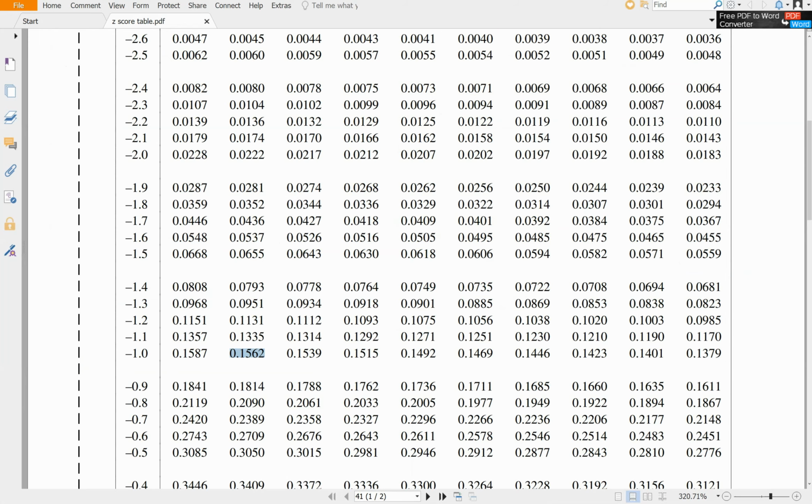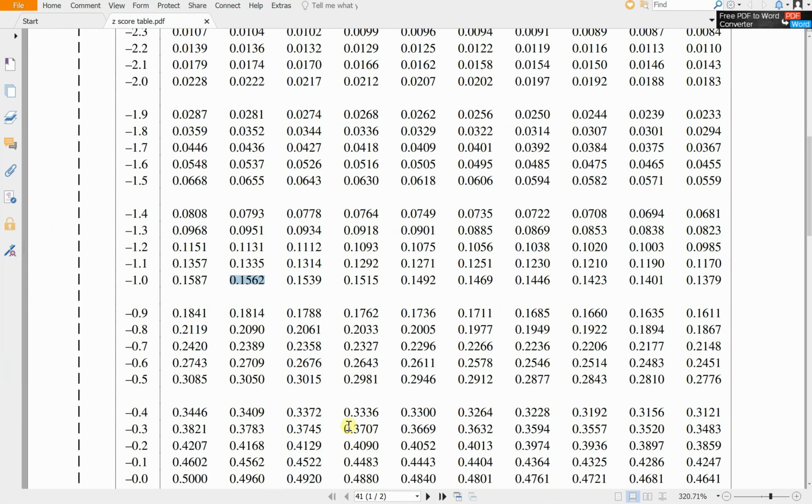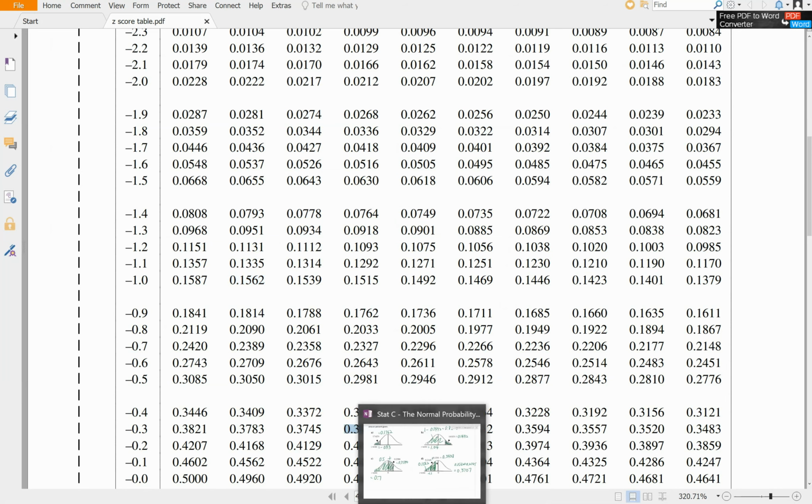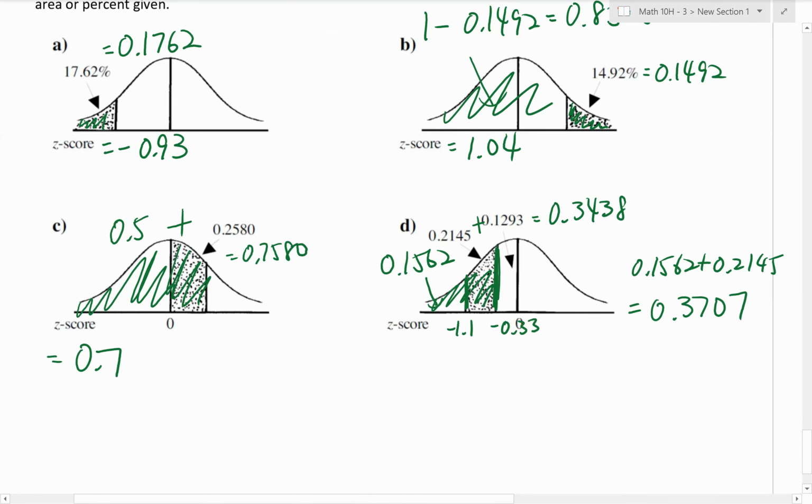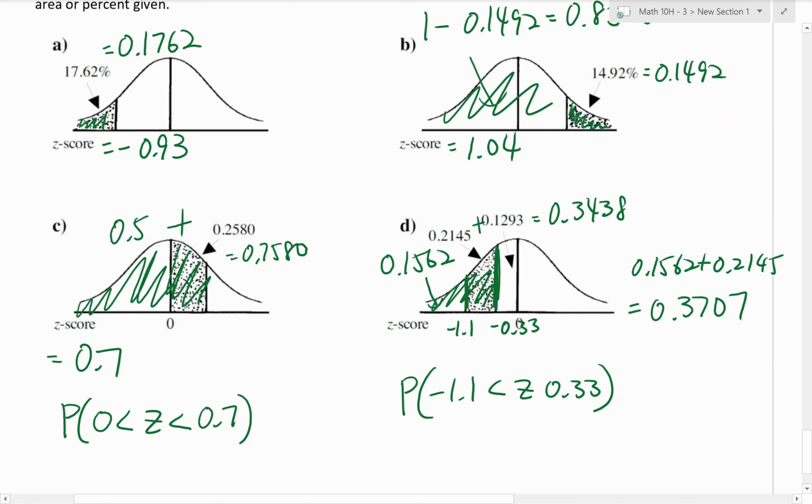0.3707, not quite. 0.3707 is right here. That's negative 0, 1, 2, 3, so negative 0.33. So we're looking at the probability that the Z-score is between negative 1.1 and negative 0.33. I should probably write it like this. For this one, we're looking at the Z-score between 0 and 0.7.